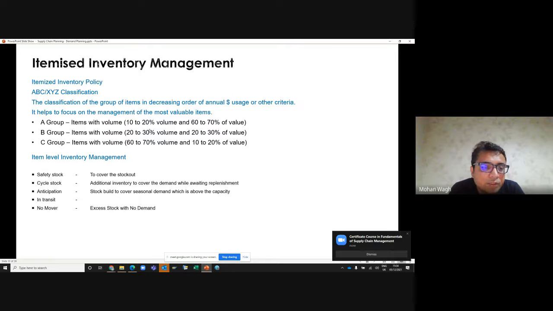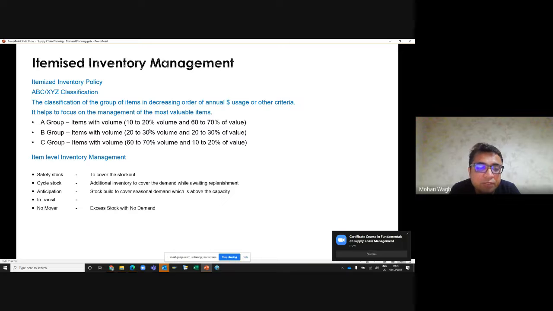Okay. Moving to the next one. Then there are various concepts like safety stock, which we talked about, to cover the stock out, so our line should not stop. Cycle stock is all about additional inventory required to cover the demand which is awaiting the replenishment. Anticipation is the kind of inventory which generally companies build to cover the seasonal demand. For example, now Christmas is coming, so many supermarkets are building the stock of chocolates. Or on Valentine's Day, many flower sellers build the stock of roses. So they expect the demand will go high as compared to the normal demand.